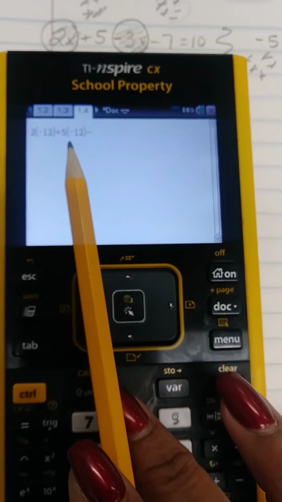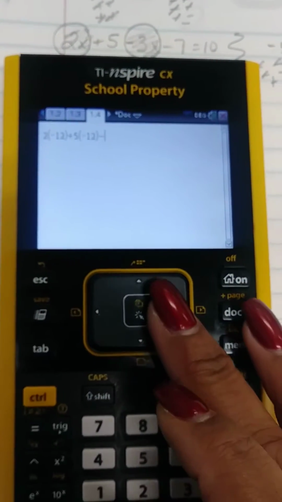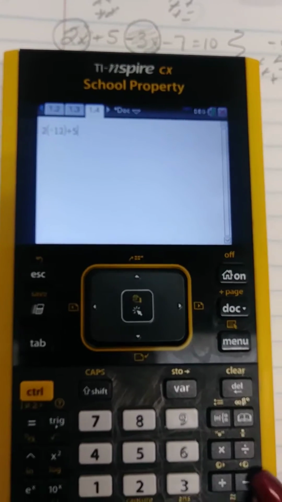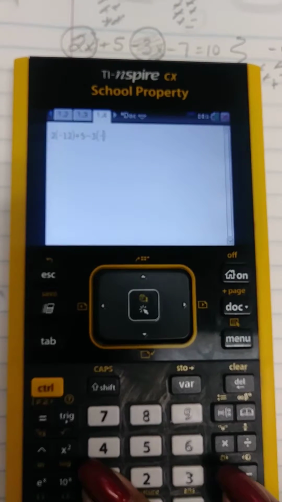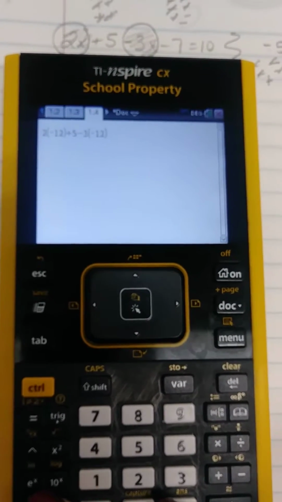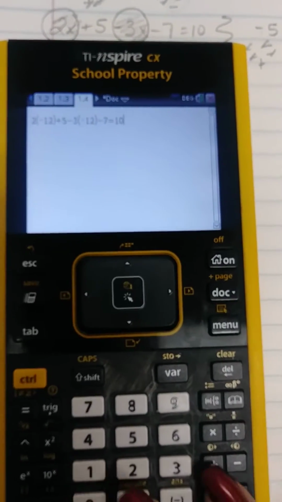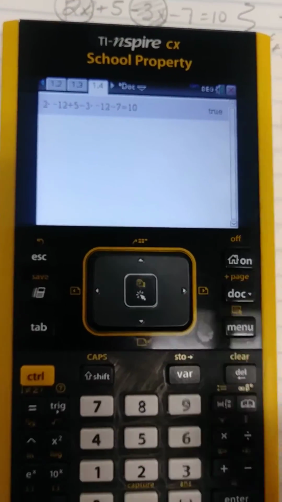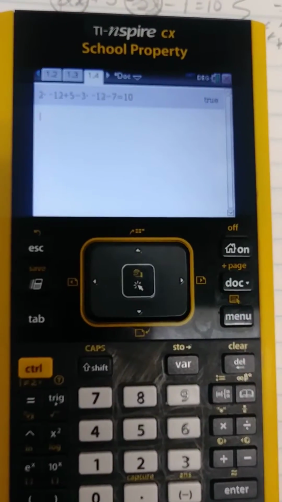Now, do you notice how I put 5 times negative 12? Is there an x on that 5? No. So just 5. Minus 7 equals 10. Look at that. Let's press enter. True. So that is the one solution that makes both sides equal.